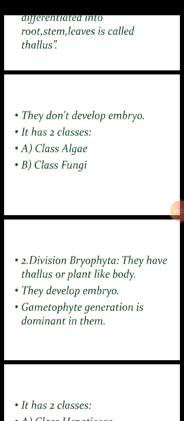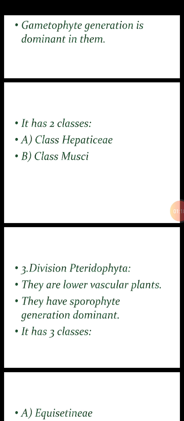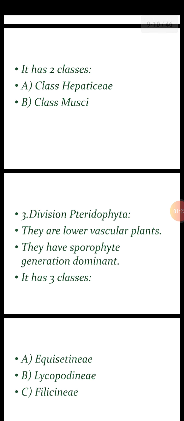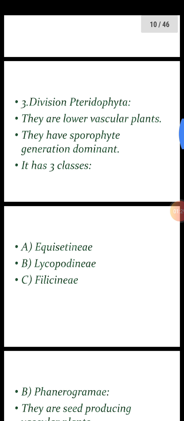The second division is Bryophyta. They have a thallus or plant-like body. They develop an embryo. The gametophyte, the gamete-producing generation, is dominant in them. It has 2 classes, Hepaticae and Musci. The third division is Pteridophyta. They are lower vascular plants, that is, they have xylem and phloem tissues. They have a dominant sporophyte or spore-producing generation. It has 3 classes, Equisetinae, Lycopodinae, and Filicinae.